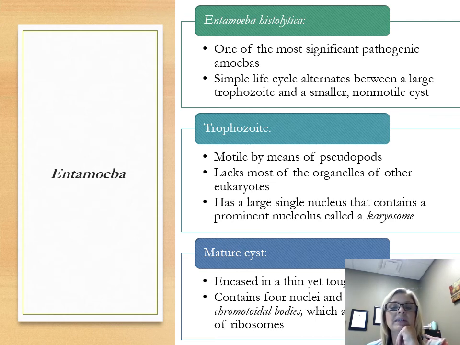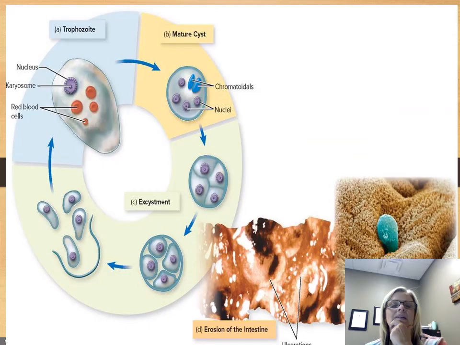The mature cysts can be encased in a thin, kind of tough wall. Here you can see the trophozoite with the nucleus and the karyosome, a few red blood cells, and then a mature cyst. Then you can have your stages going through excystment. The cyst is going to be divided into 4 cells, which are called metacysts, and those can differentiate into trophozoites and then be released.